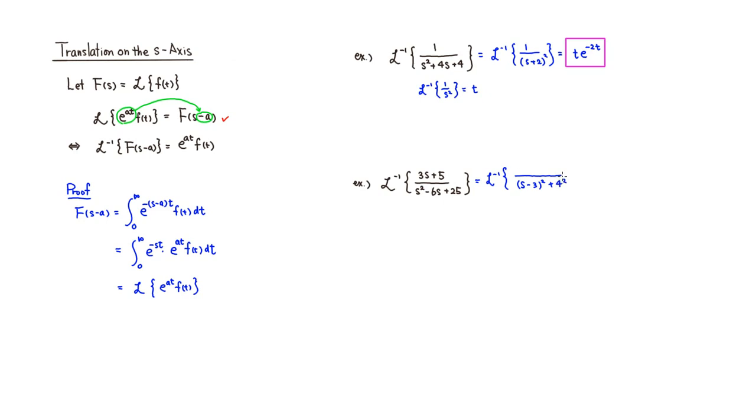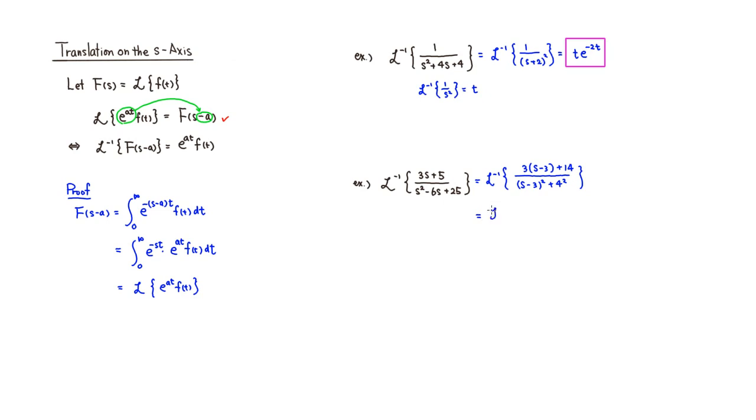Then the numerator, I'm going to write it this way. Since I want to have s minus 3, I'm going to put 3 times s minus 3. That will be 3s minus 9. We have plus 5, so instead of minus 9, we have to have plus 5, so I'm going to add 14 to it. So this would be the same thing. Then we can just split this in two.